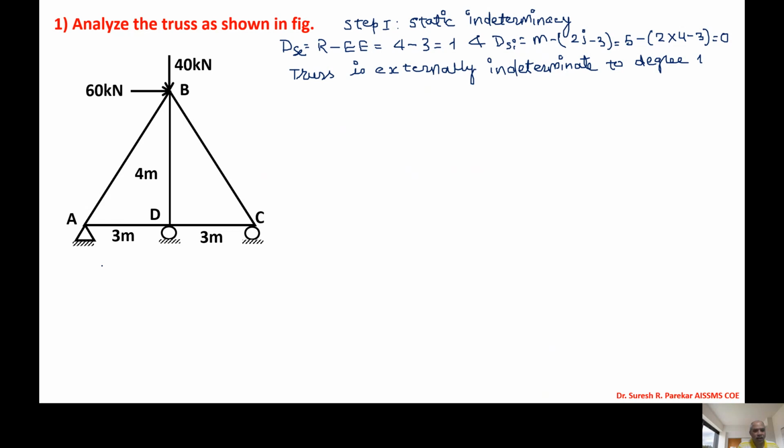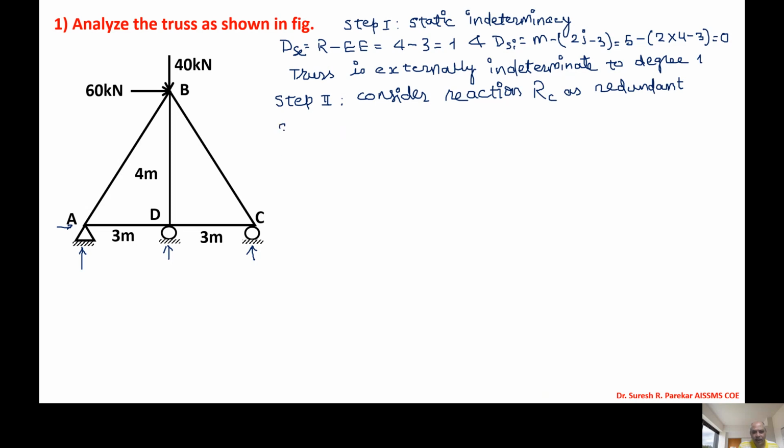Now we have 4 reactions. We have 2 reactions here, 1 reaction over here, and 1 reaction over here. Now we can consider any of the reactions as redundant. So we are going to consider reaction C as redundant. Step 2: consider reaction RC as redundant.